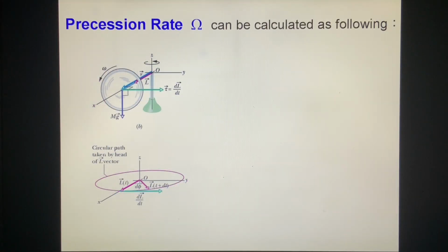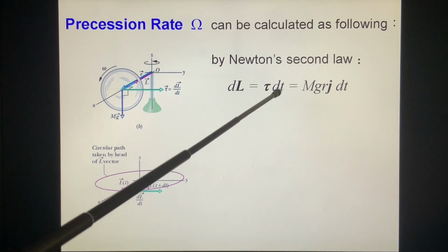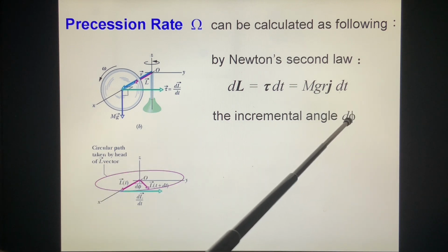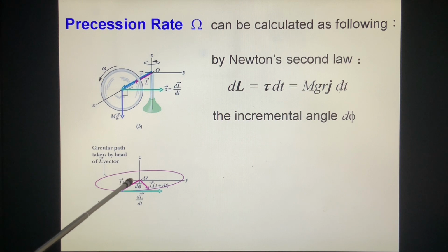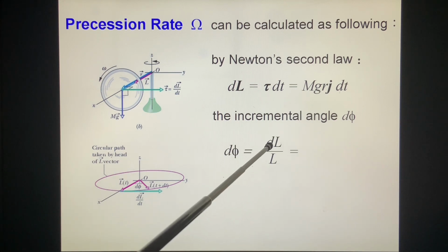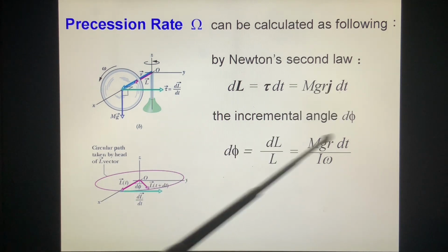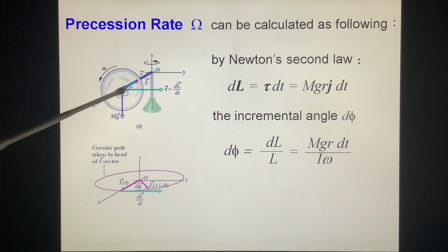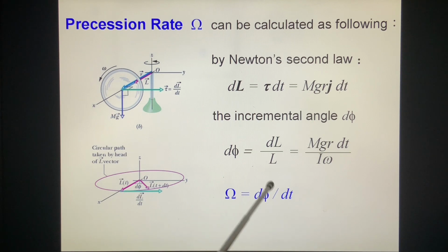Precession rate omega can be calculated as follows. By Newton's second law, dL equals tau dt, and the tau in this case is mgr, along the y direction, dt. The increment angle d phi in this circle, this angle equals the arc dL over L. So d phi equals dL over L, and dL equals mgr dt. And L is I omega. I is the rotational inertia of this disk around the x-axis, right? Omega is its angular velocity. So the precession rate omega equals d phi over dt, which equals mgr over I omega.